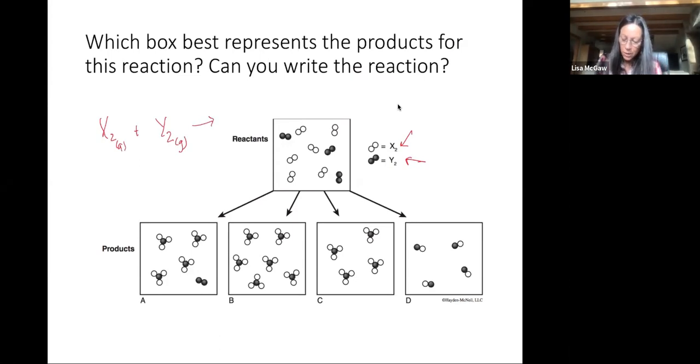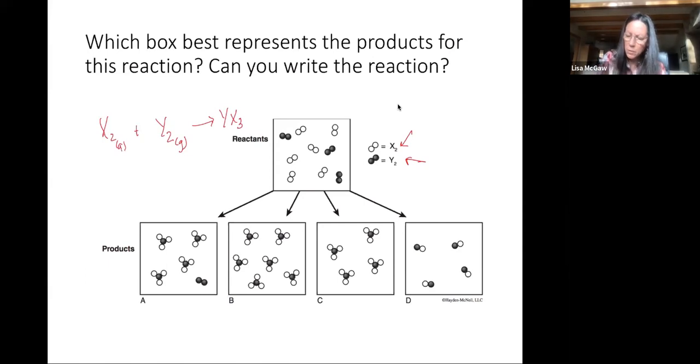And then if you look in most of the boxes, A, B, and C, you see a product that has a dark circle and 3 light circles. So that product would be YX3 or XY3. We have no idea, right? We don't know who's the cation or the anion, or since it's all gases, no telling what it is, but that's okay. Is that equation balanced? It's not. So you need to balance that equation.